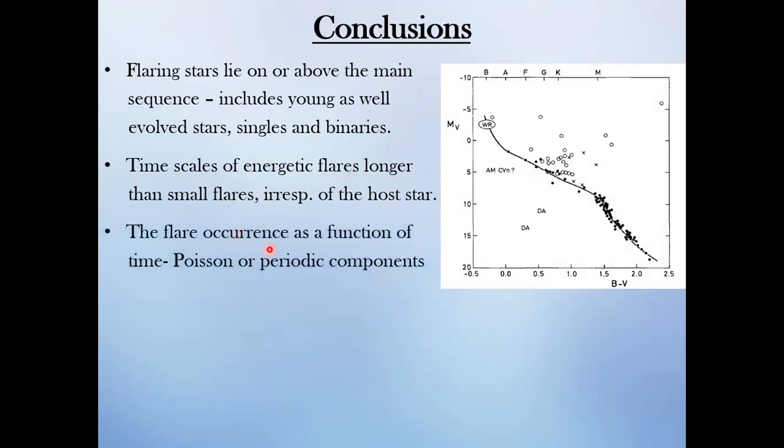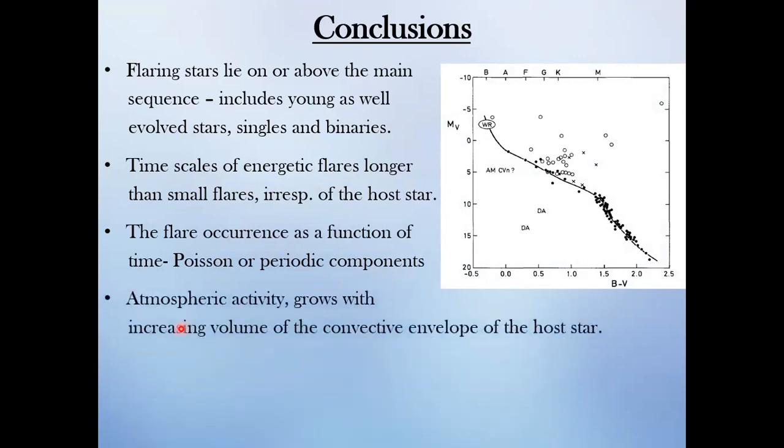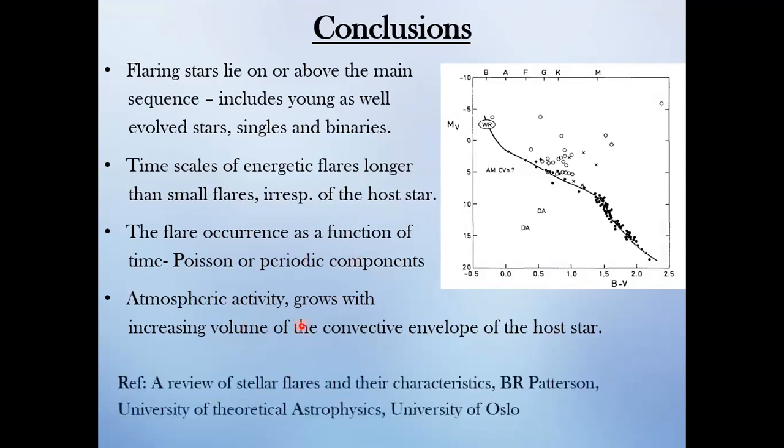Secondly, the flare occurrence. If we plot the flare occurrence as a function of time, we get either Poisson or periodic components. Anything we can get. As I said earlier, atmospheric activity, or the flaring activity, grows with increasing volume. It is proportional to the convective envelope of the host star. So we get this information, as I showed earlier in the last slide.